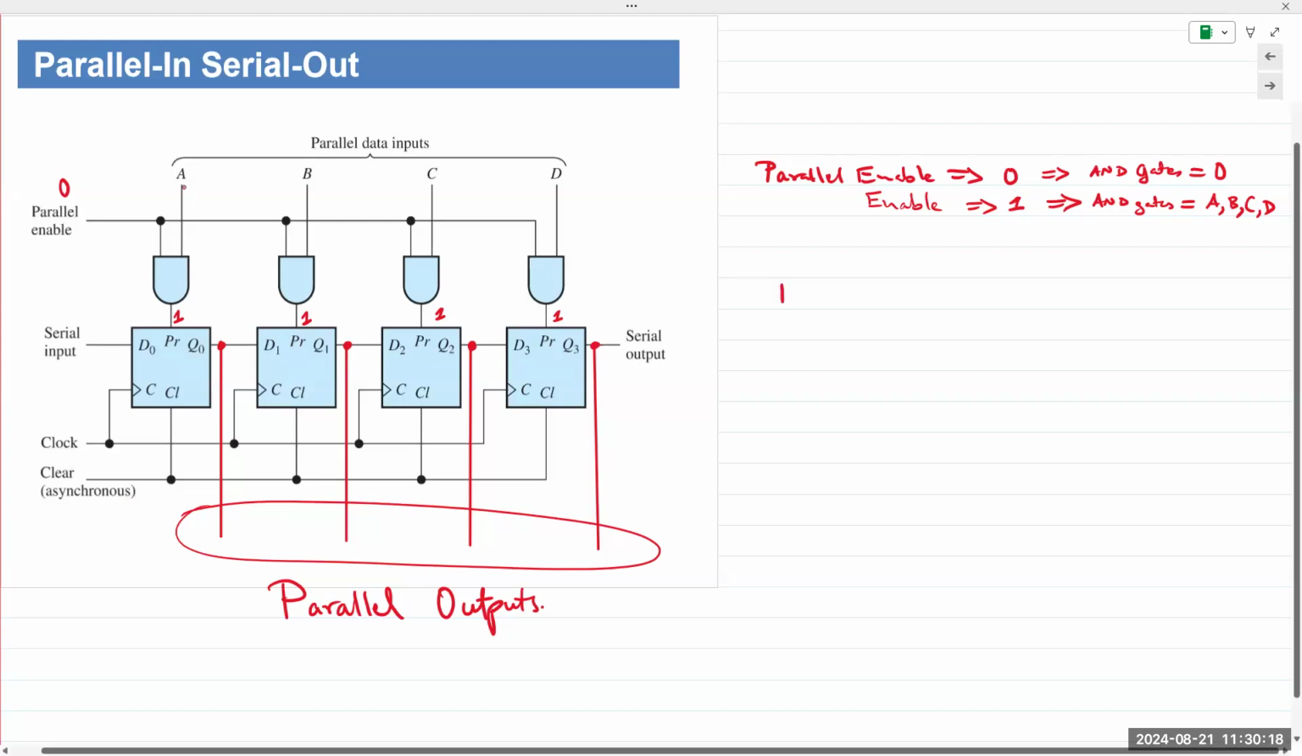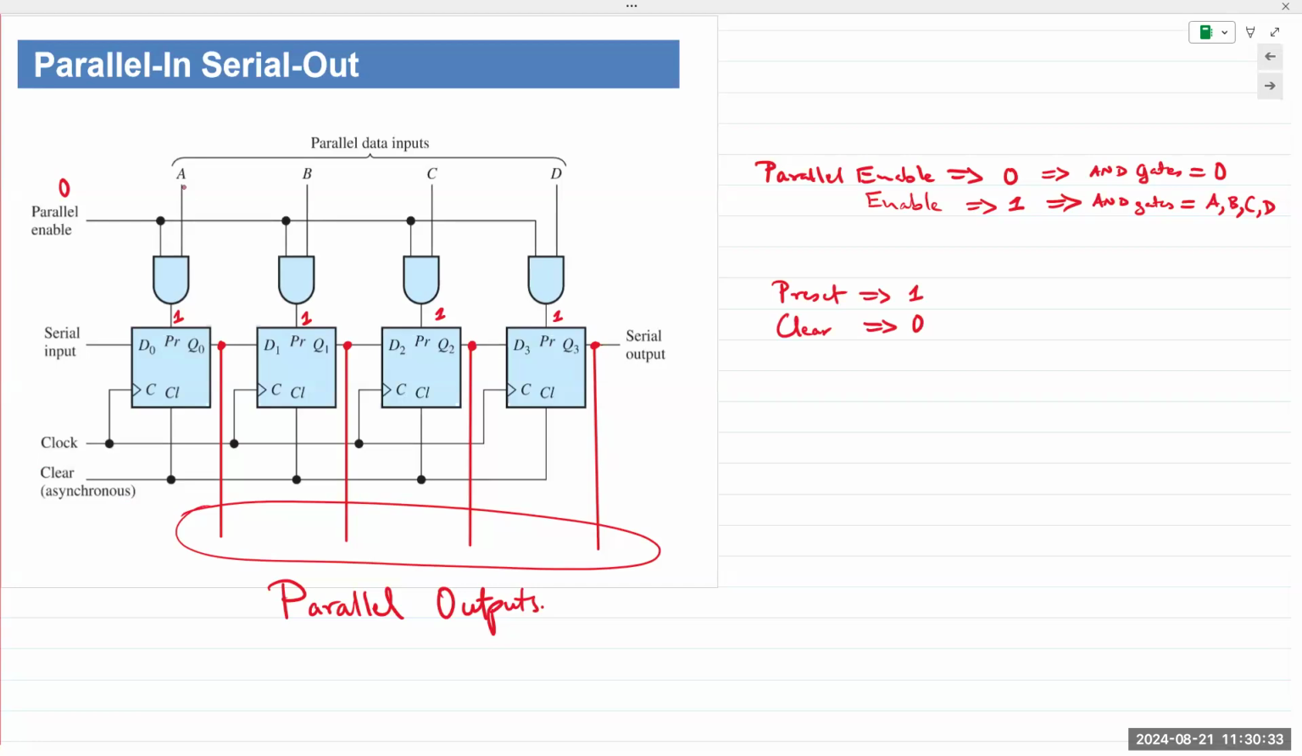Again, as a refresher. Preset, meaning output is set to 1. Clear means output is set to 0. It's clearing out. Okay, clear means output set to 0. Reset means it's set to 1.